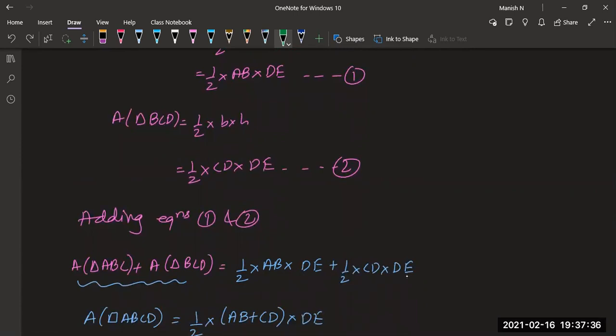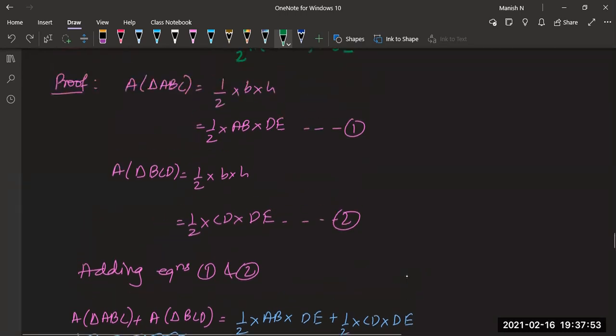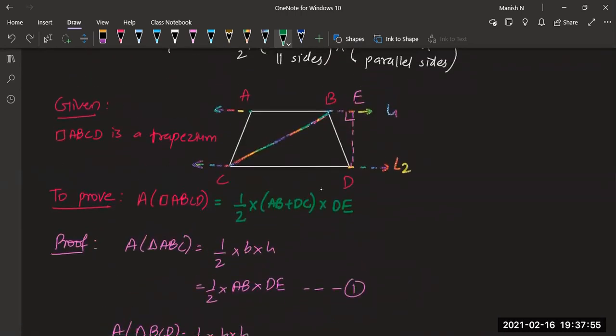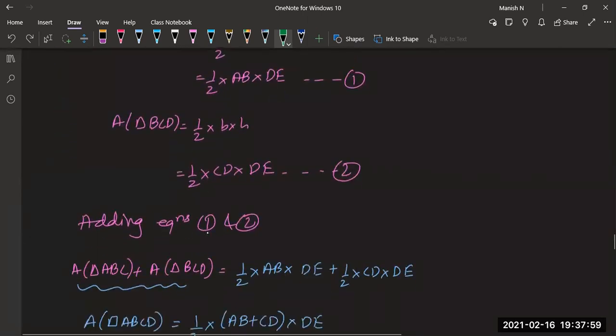On the left hand side, we are getting area of smaller triangle ABC plus area of smaller triangle BCD. We know that when we add both these triangles, we are supposed to get the area of quadrilateral ABCD, right? And that is nothing but half into AB plus CD into DE. Now AB plus CD is nothing but sum of parallel sides, and DE is nothing but height, right?